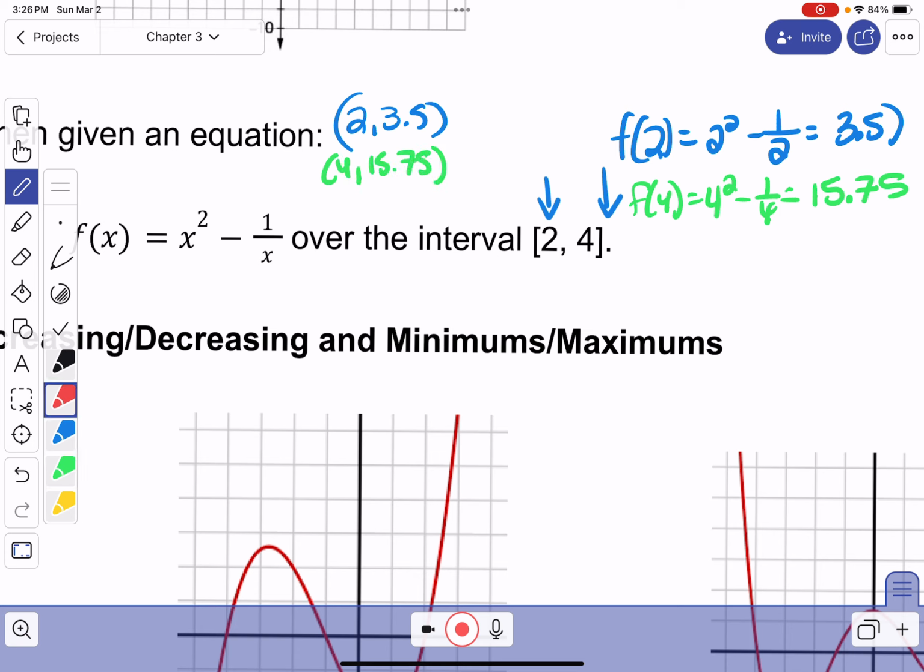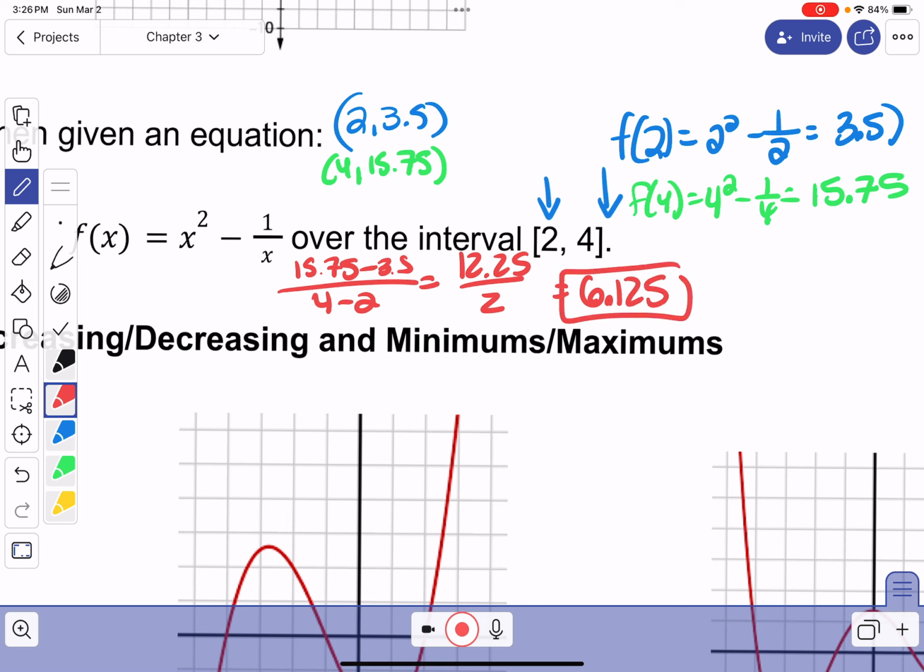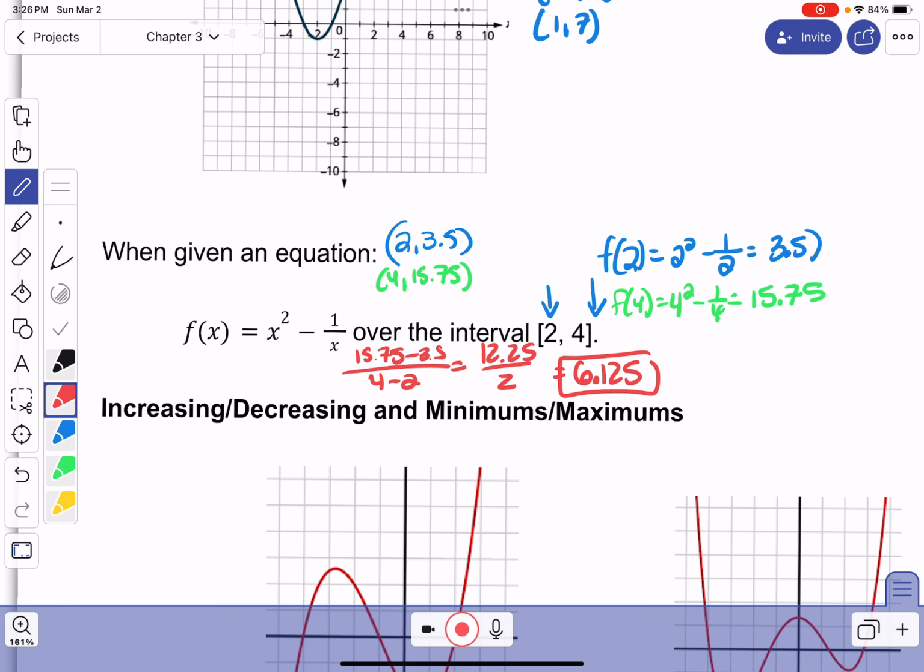And then we do the same process. 15.75 minus 3.5 over 4 minus 2 gives us 12.25 over 2, or 6.125 as our average rate of change. So you have multiple ways to look at things. It's just a matter of what form it's given and what it asks you.